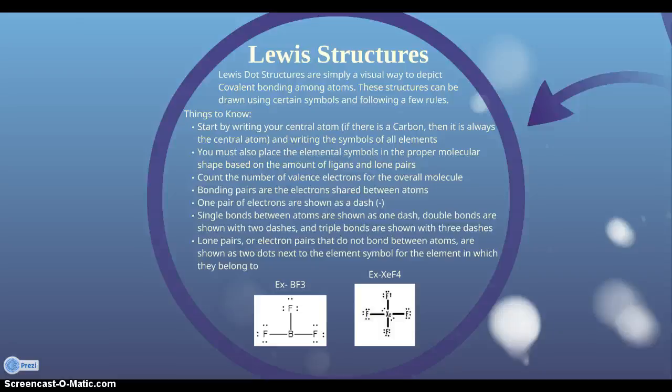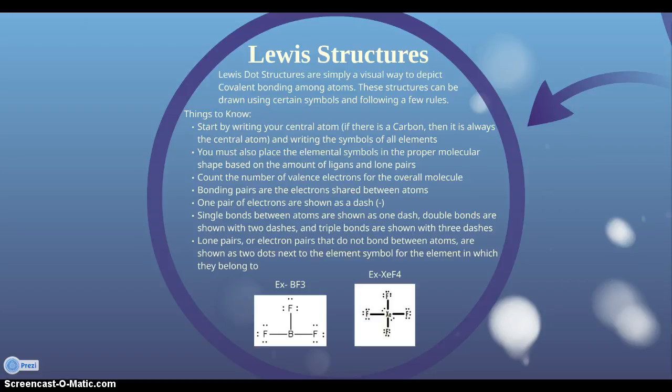The bonding pairs are what's important. These are the electrons shared between atoms. One pair of electrons is shown as one single dash. Now, the bonds. Single bonds are 1 dash, double bonds 2 dashes, and triple bonds 3 dashes. We all know that. We're not really that dumb.